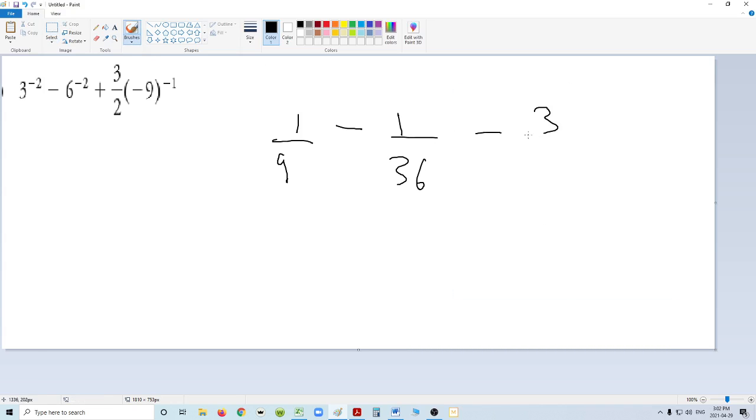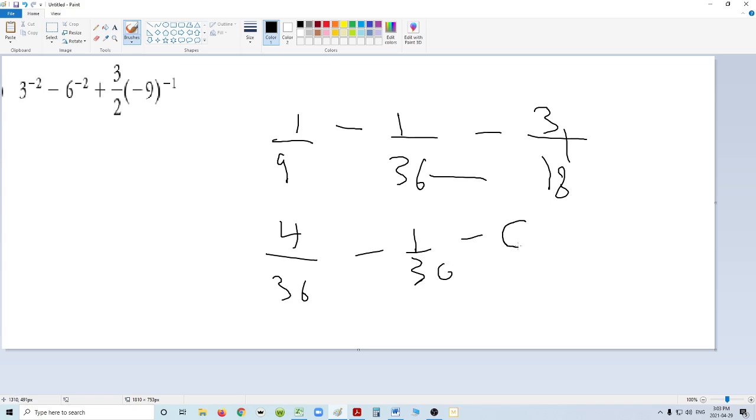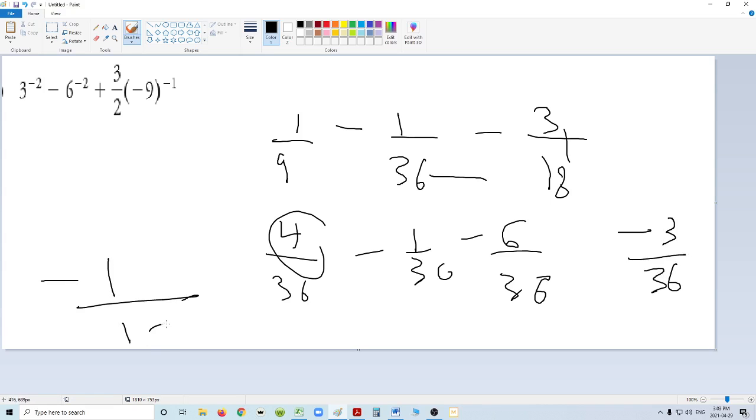Negative 3 over 18. I'm just going to keep it like that instead of simplifying it because it's clear I've got to go up. So this I have to multiply by 4. This is fine. And this by 2. And I get 4 minus 1 minus 6, 4 minus 7 minus 3 over 36, which is the same as minus 1 over 12.